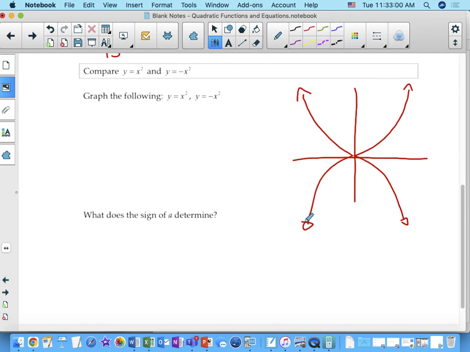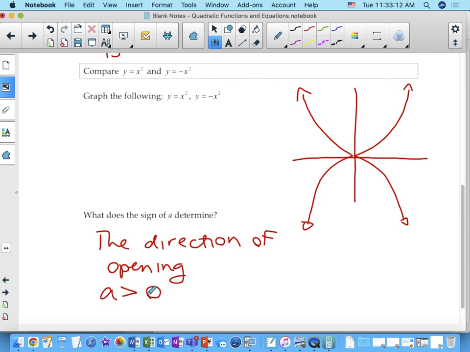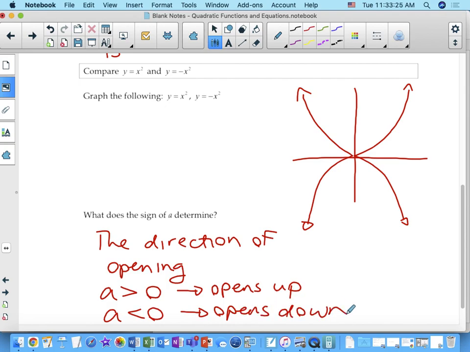Okay, what does the sign of a determine? The direction of opening. Right? So if a is greater than 0, opens up. And if a is less than 0, it opens down.